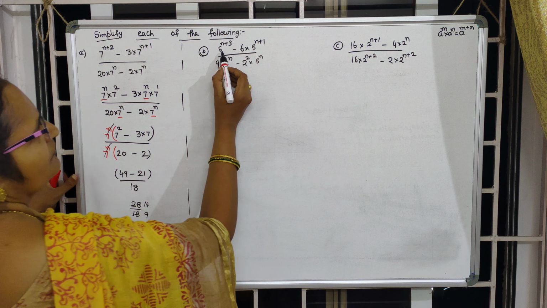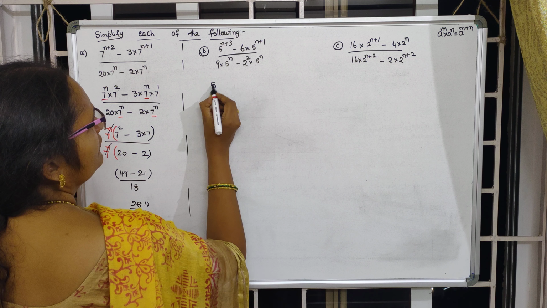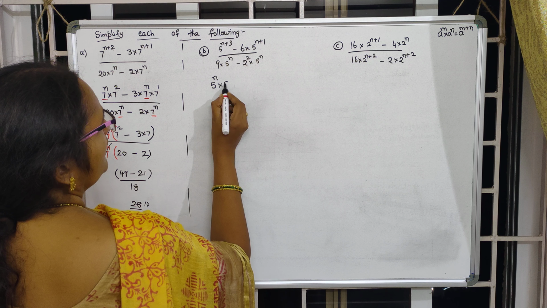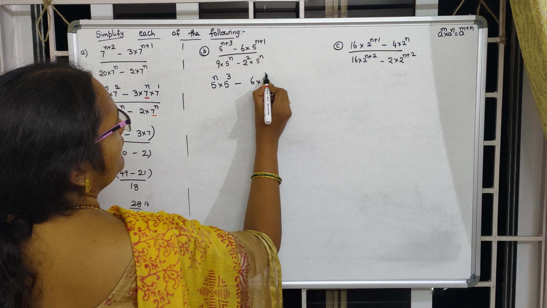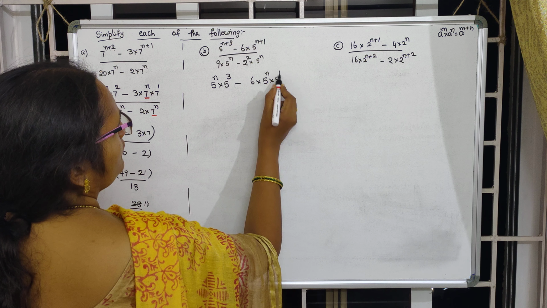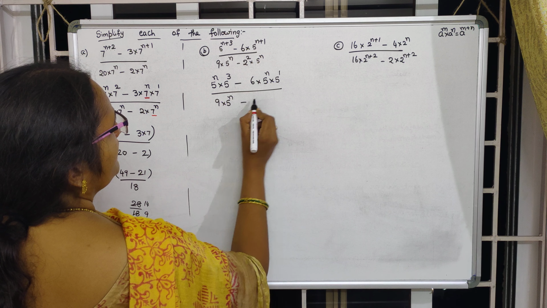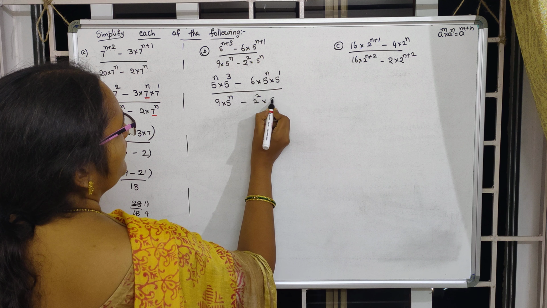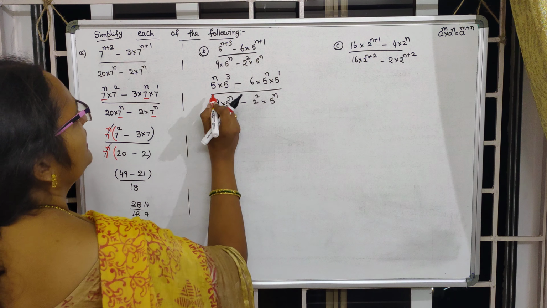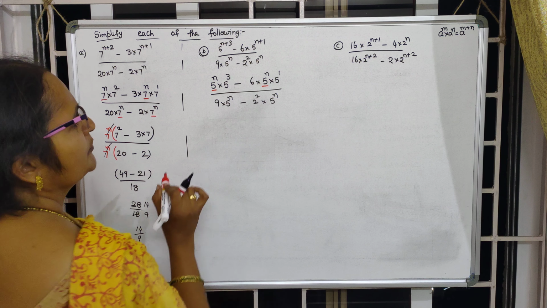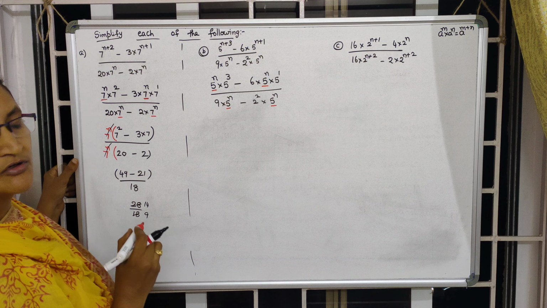Here also see 5 to the power n plus 3. Using the same formula, how do I write this one? 5 to the power n times 5 to the power 3 minus 6 times 5 to the power n times 5 to the power 1, upon 9 times 5 to the power n minus 2 square times 5 to the power n. Got it? Now what can I take common? I can take 5 to the power n out common in the numerator and here also 5 to the power n.